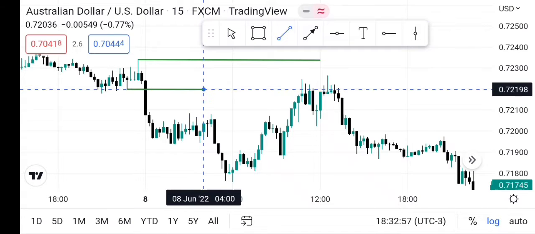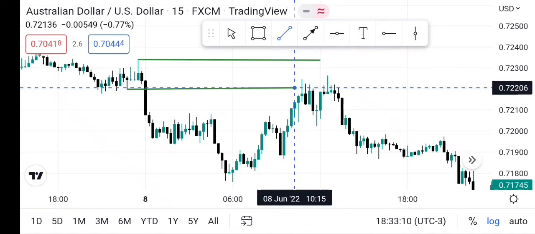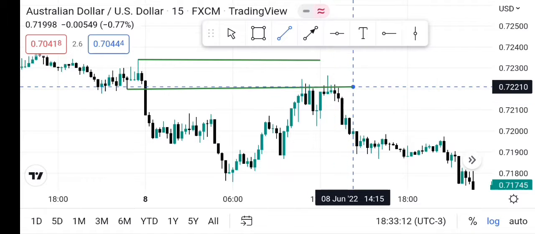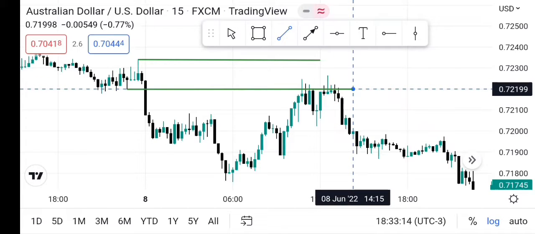Now, the purpose of this video is I want to show you guys how price reacts to these levels whenever price returns to them. Let's draw it out further. Now, take a look at this.